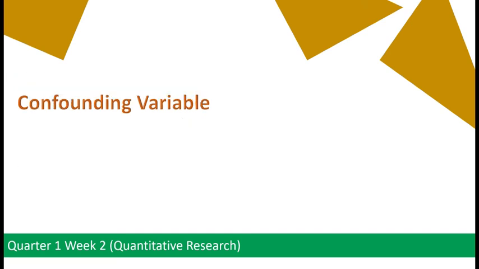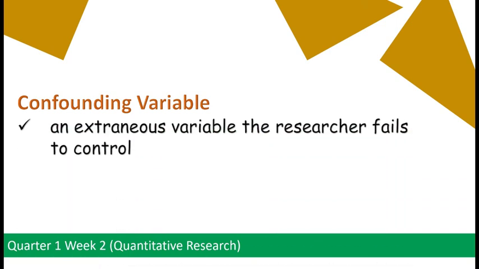Moreover, if an extraneous variable is not controlled by the researcher and influences a change in the dependent variable, this will now be called a confounding variable.